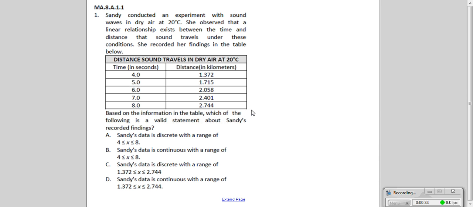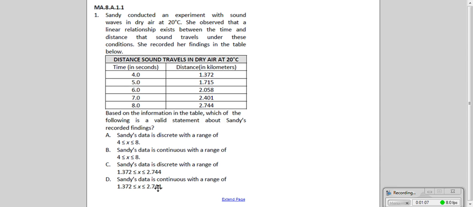So option A is Sandy's data is discrete with a range of x being between 4 and 8. This means x is in between 4 and 8. Sandy's data is continuous with a range of x being between 4 and 8. Sandy's data is discrete with a range of x between 1.372 and 2.744. And Sandy's data is continuous with a range of x being between 1.372 and 2.744.